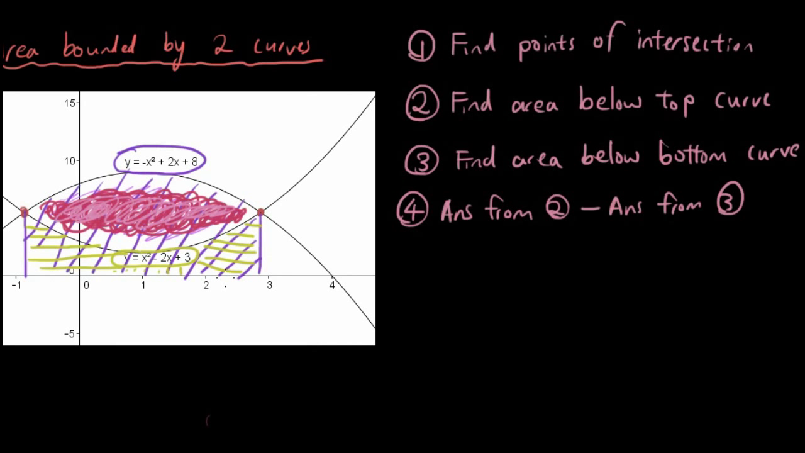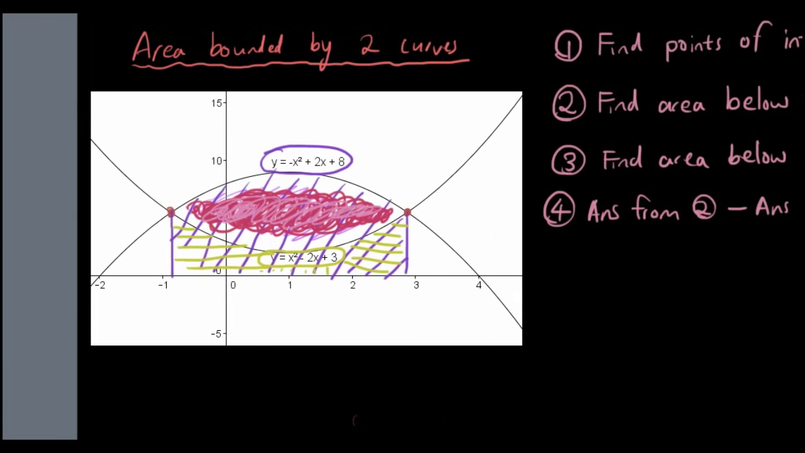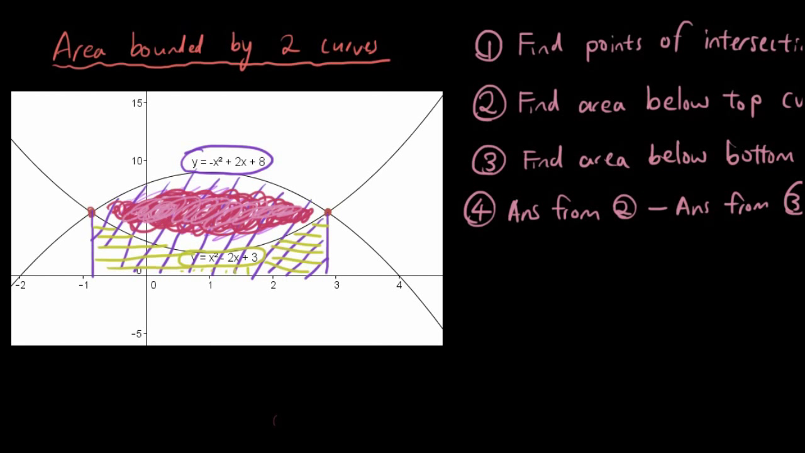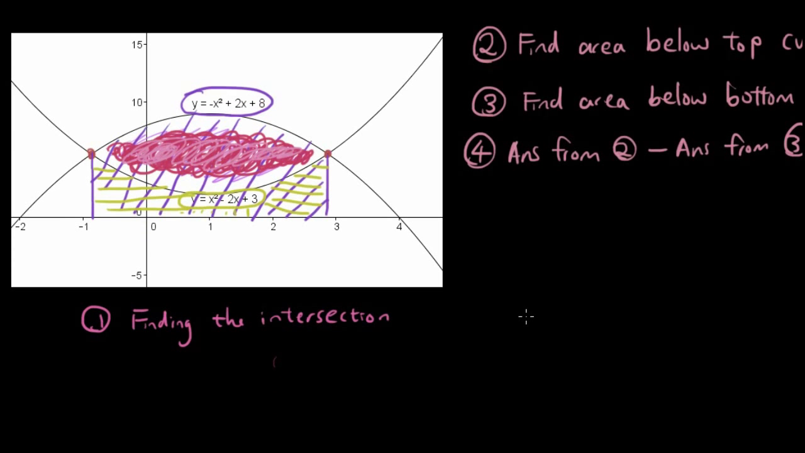Firstly, let's try to find out where the two curves intersect. So let's do step number 1, finding the intersection. Now, firstly, let's write down the two equations. So we have y equals negative x squared plus 2x plus 8, and y equals x squared minus 2x plus 3.